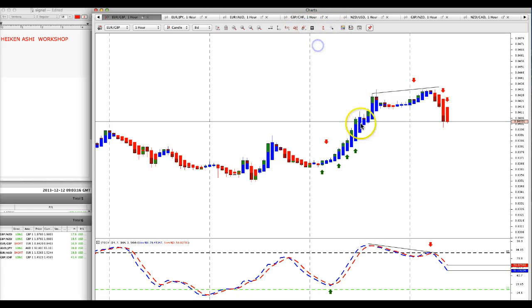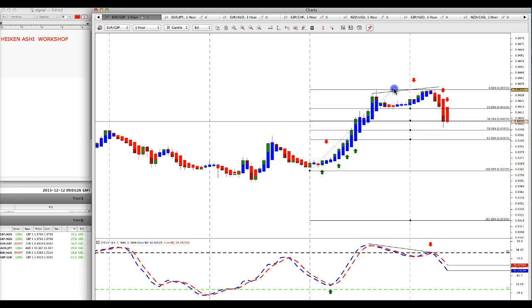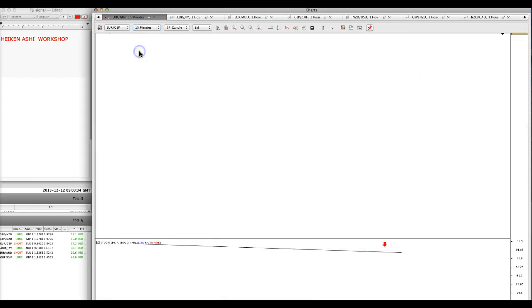So what do I do about an exit? Well, I would calculate using my Fibonacci tool. If this is the swing low of the day, this is the swing high of the following day, and I would look to get out at these levels. And what I would do is switch over to a 15-minute chart and start looking for a candle color change.